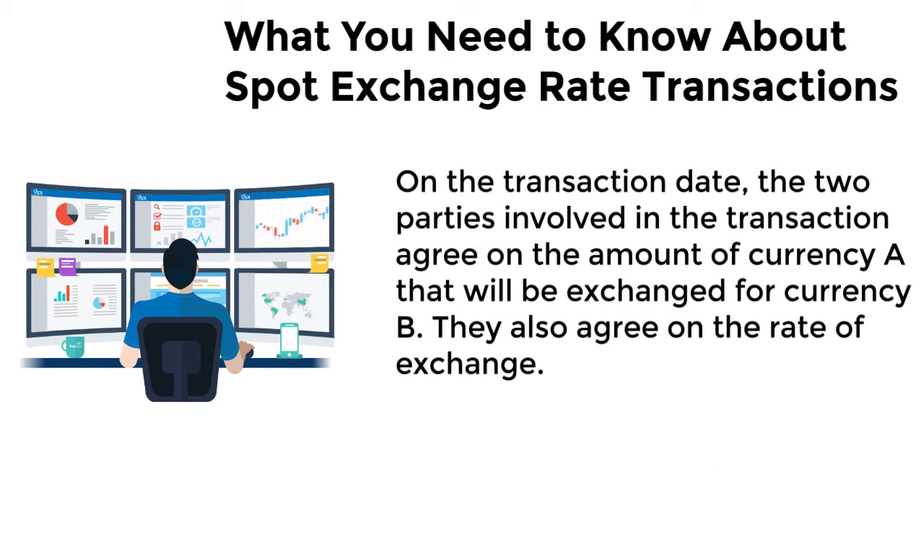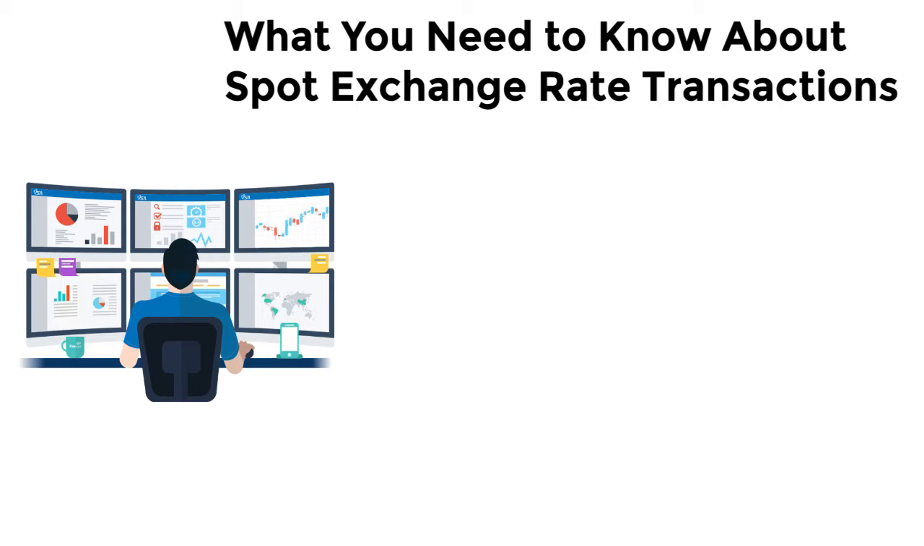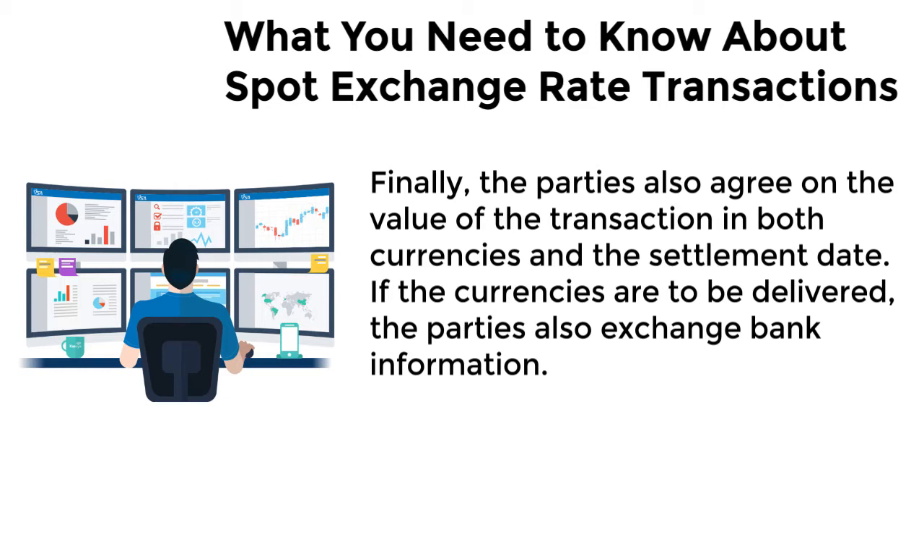On the transaction date, the two parties involved in the transaction agree on the amount of currency A that will be exchanged for currency B. They also agree on the rate of exchange. Finally, the parties also agree on the value of the transaction in both currencies and the settlement dates. If the currencies are to be delivered, the parties also exchange bank information.